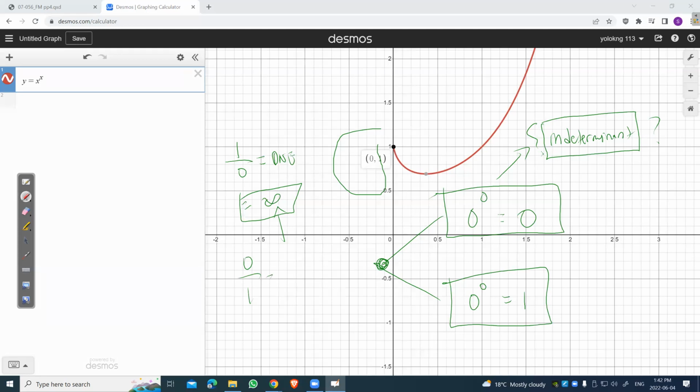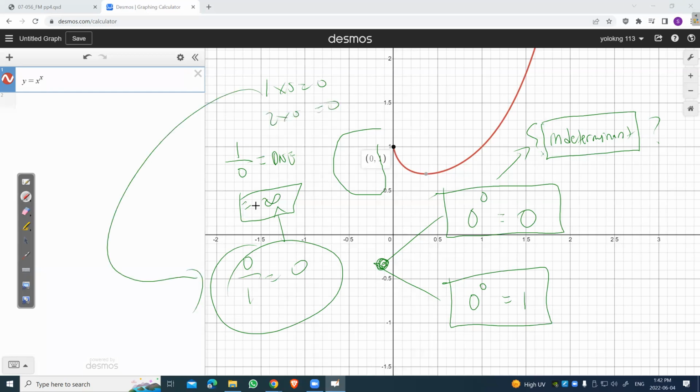0 over 1 would be a 0. That's an easy fact. You'll always get 0 when you divide 0 by anything. So for example, 1 times 0 is a 0. 2 times 0 is a 0. That's where this comes from. But when you're dividing by a 0, like for example 2 over 0, the quotient is infinity, okay?